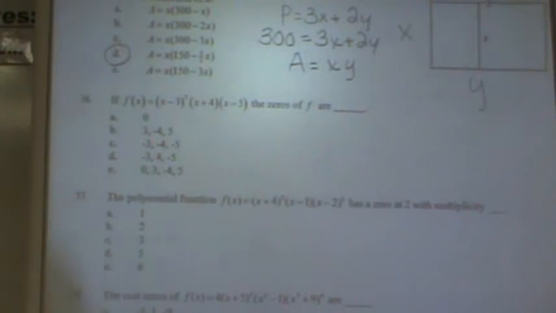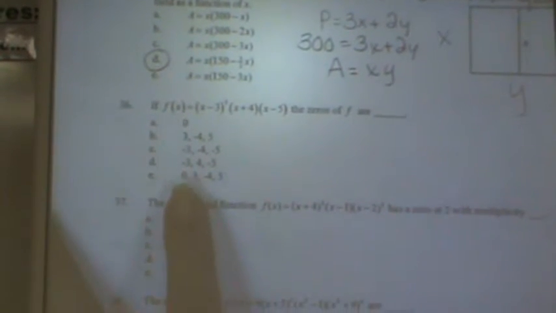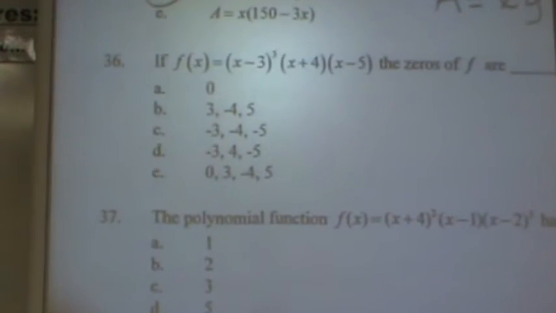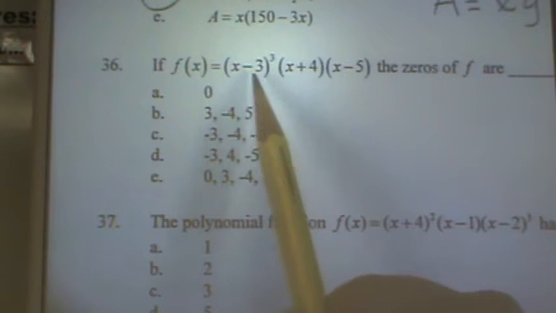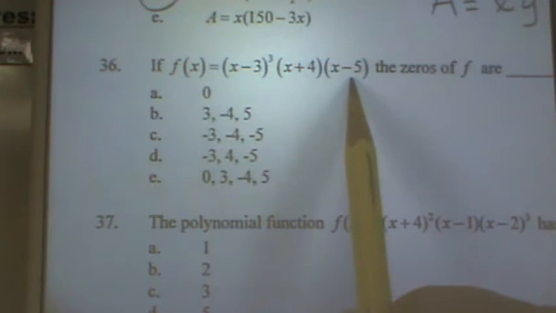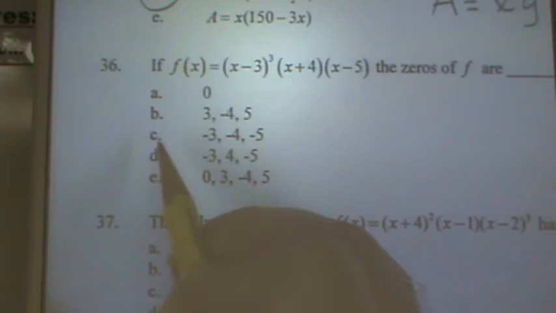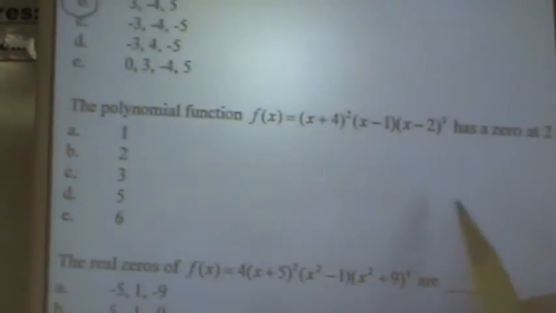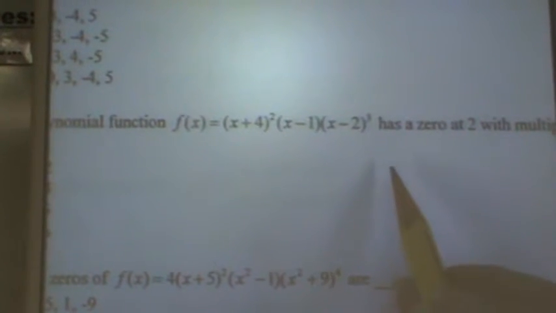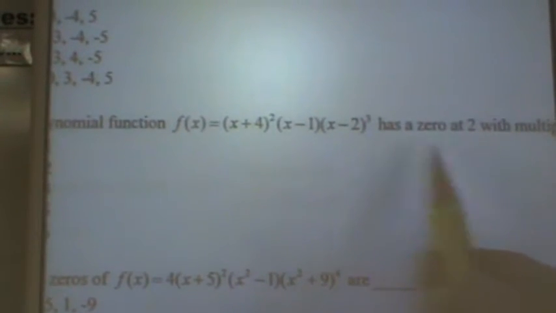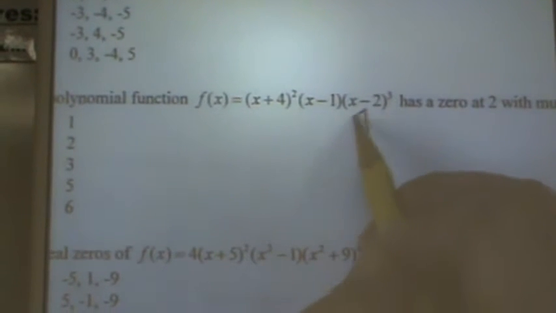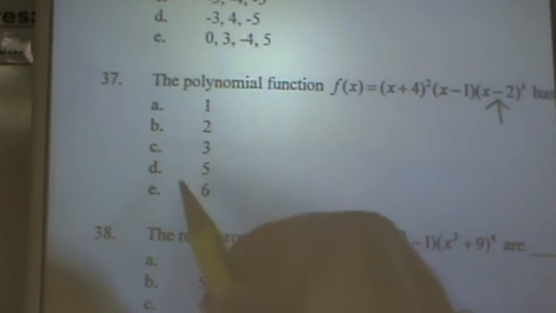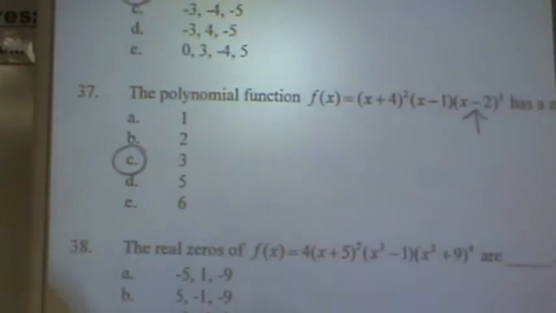Next one, number 36. We did these in class, but I'll go through them again really quick. The zeros are 3, not -3, but 3, -4, and 5, which is B. The opposites of these. This polynomial, they want to know where it has a 0 at 2 with the multiplicity. It'd be right here. So the multiplicity is 3 at 2.